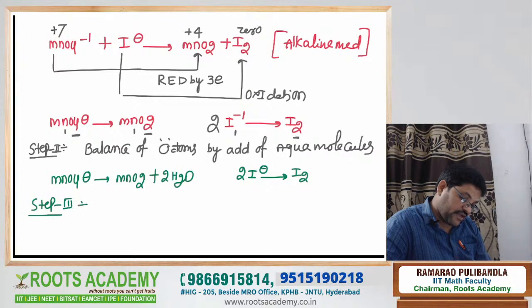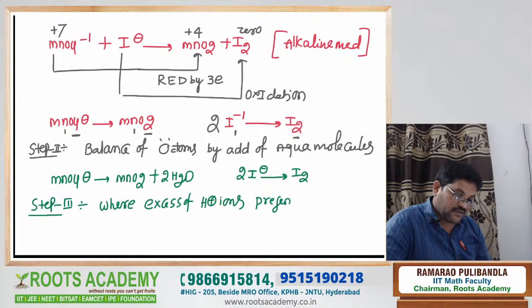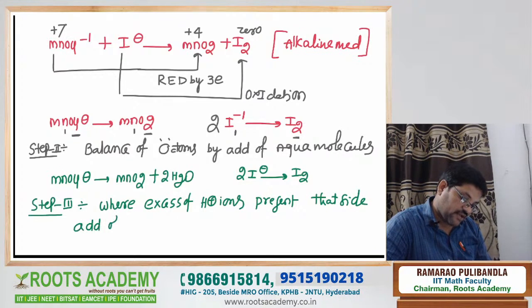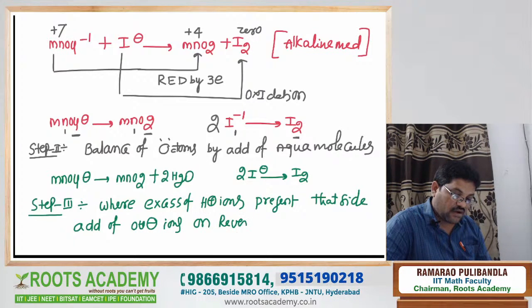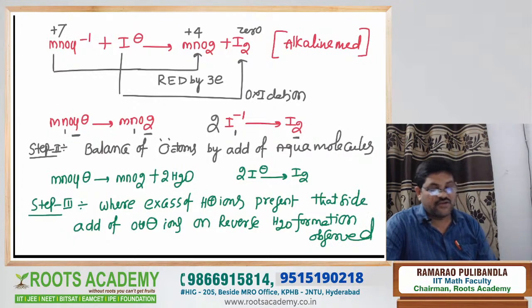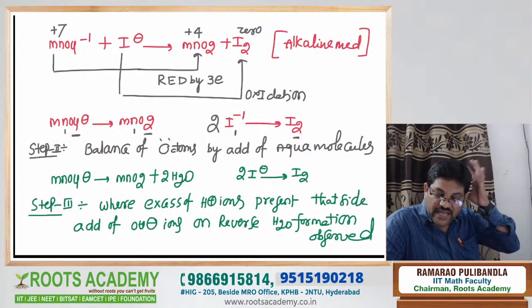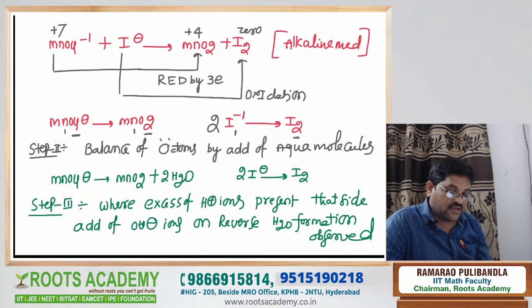Now step 3 is very, very important. In step 3, simple logic: where excess H plus ions are present, that side add OH minus ions, and on the reverse side H2O formation is observed. Repeat the statement once again. Where excess H plus ions are there, that side add OH minus ions. On the reverse, what happens? H2O formation is observed. Now see here, 4H.